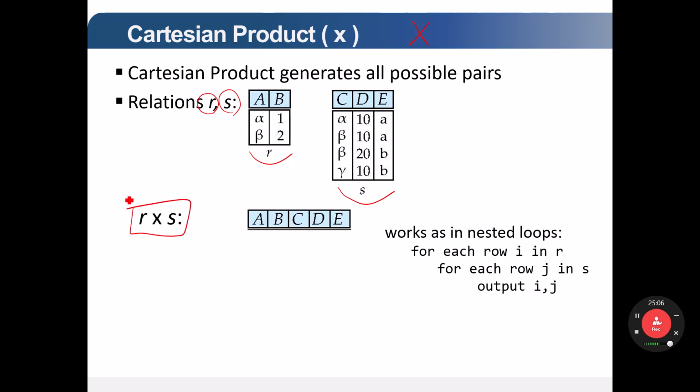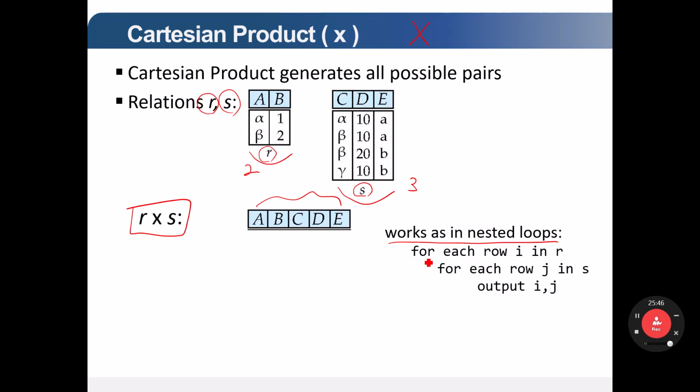So if you apply this Cartesian product operator to these two input relations, the output table will have 5 attributes. The number of attributes of R is 2, the number of attributes of S is 3, so you just add these two numbers. The output table will have all the attributes of the input tables. And to produce this output table, it works as if we run nested loops in programming languages.